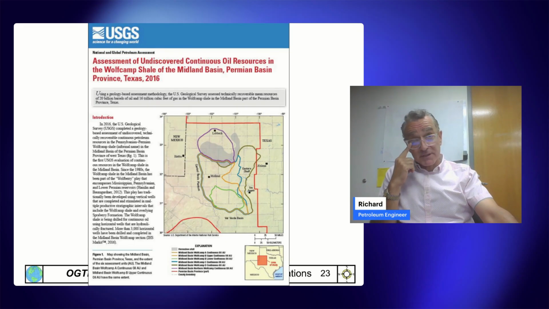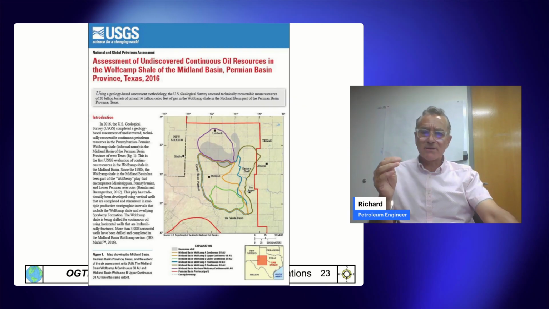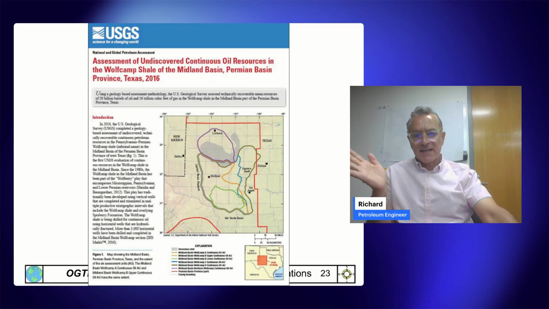Okay, I'm not obviously going to read this. This is publicly available. You can go to the USGS's website if you want to read it in more detail. But suffice to say, there is an intro to it. It's an assessment of undiscovered continuous oil resources in the Wolfcamp Shale of the Midland Basin. This was published in 2016, at the latter end of the relevant years. This is an outline of what was put in place and a brief description of what was done.